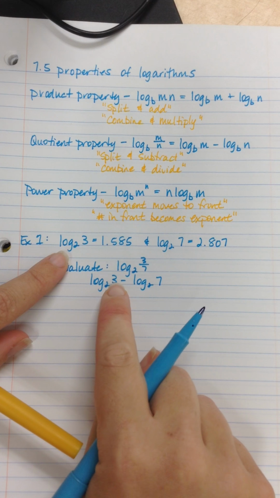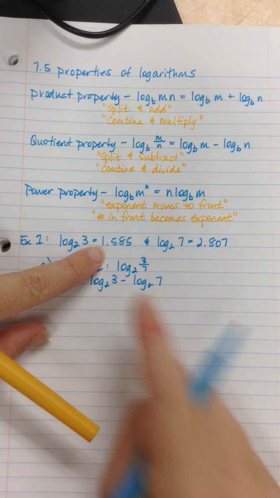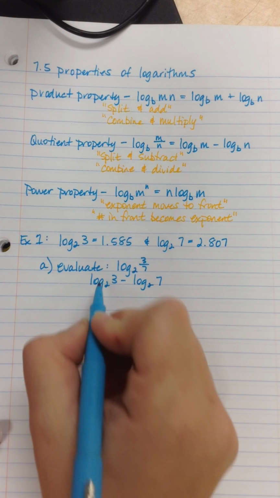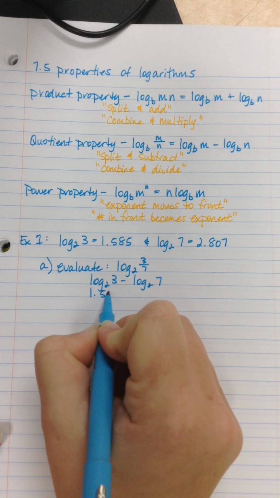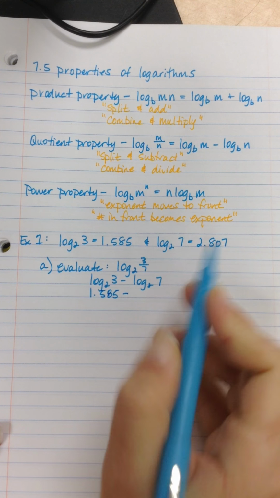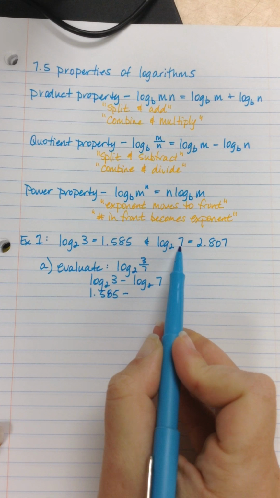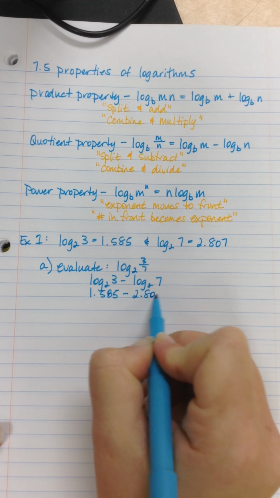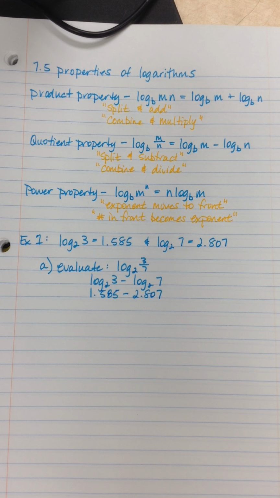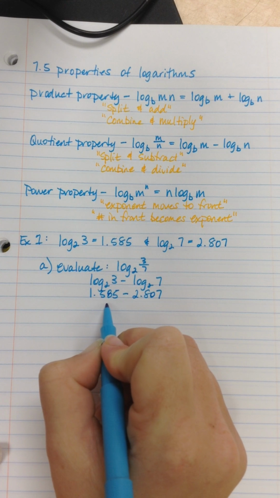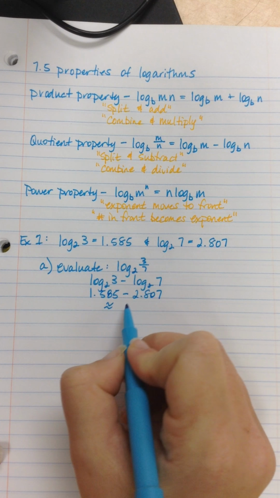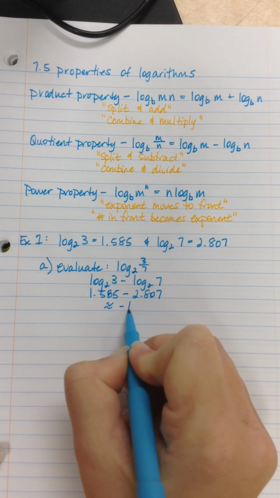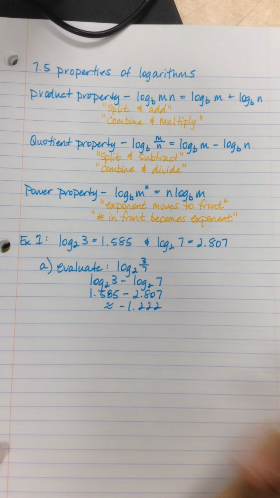Now lucky for us, I just gave you what these things equal. We have log base 2 of 3. Well, I told you already that that equals 1.585. We can plug that in. And we're going to subtract the log base 2 of 7, which we also know is 2.807. Plugging this into your calculator, you get an answer of approximately negative 1.222.